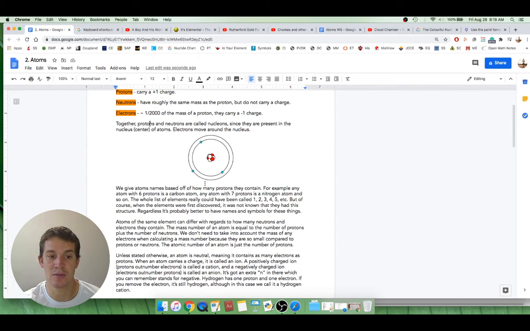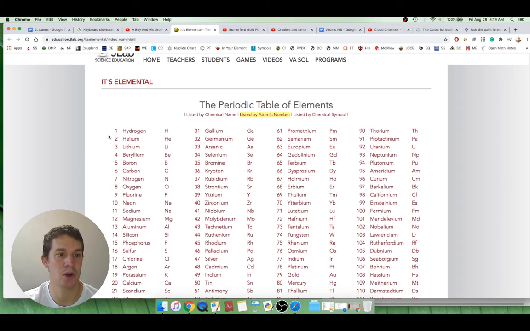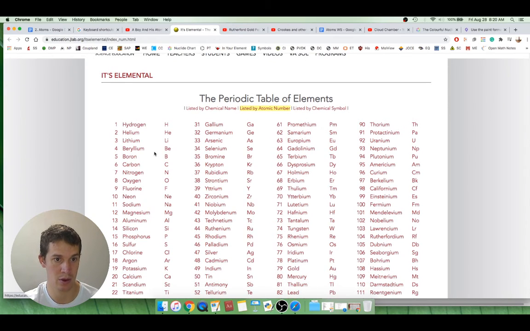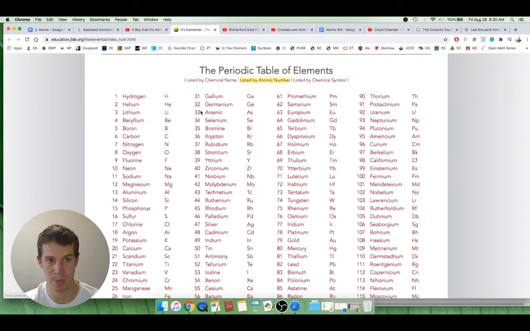Atoms, we give them names based off of how many protons they have. Let's go over to this page. This first column is the number of protons. If an atom has 1 proton, we call it hydrogen, and we give it the symbol H. If an atom has 2 protons, we call it helium, with the symbol He. 3 protons, lithium, with the symbol Li, and that just keeps going. In this table there are different columns. Once you finish this column, you go over to this one. If an atom has 32 protons, it's called germanium, with the symbol Ge. And that just keeps going.